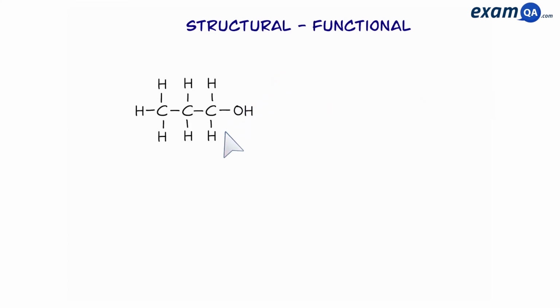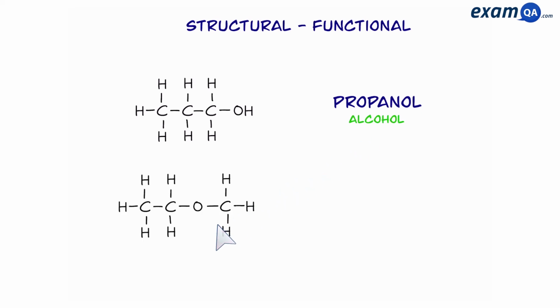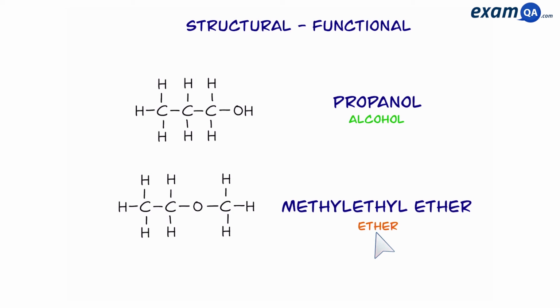One more. So over here we have propanol, which is an alcohol, and this molecule is called methyl ethyl ether, which is an ether. Now, in most exam boards, you don't have to name ethers. However, you do need to know that they exist. Again, both molecules have the same molecular formula, C3H8O, but they are two different functional groups. Those were the 4 examples for functional isomers.